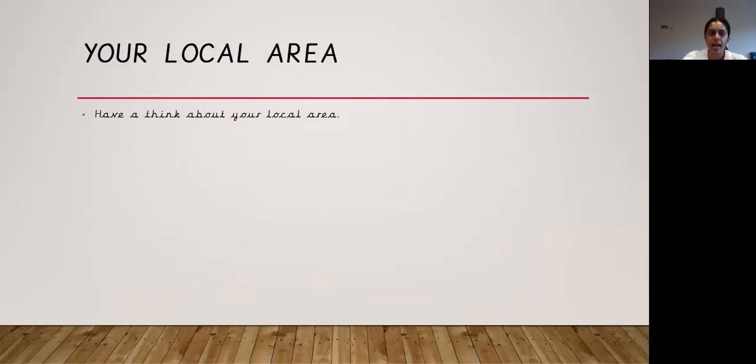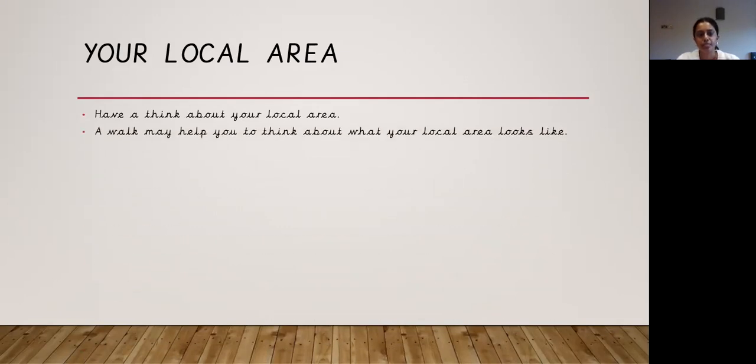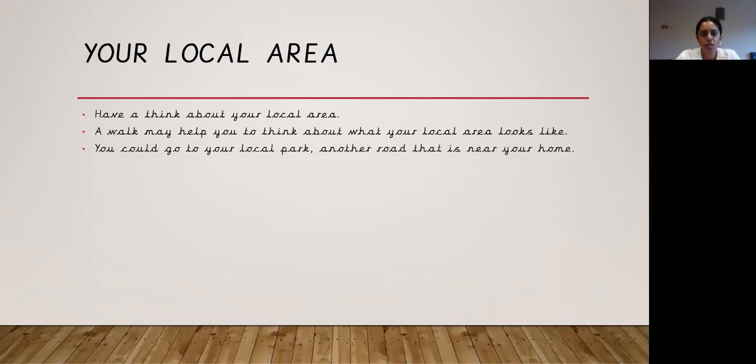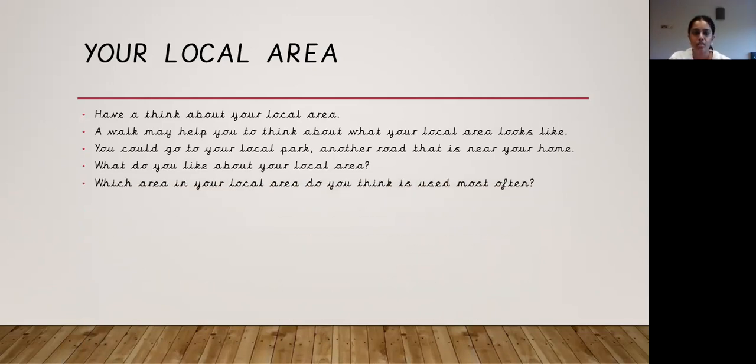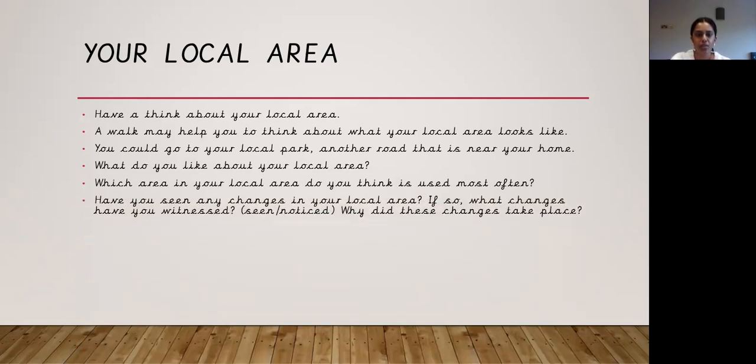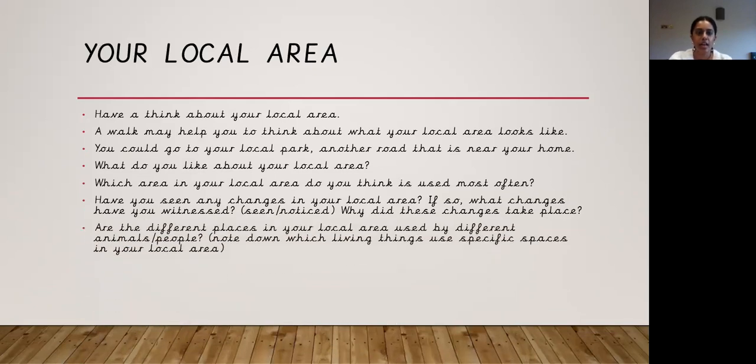Your local area. Have a think about your local area. A walk may help you to think about what your local area looks like. You could go out to your local park, another road that is near your home. What do you like about your local area? Which area in your local area do you think is used most often? Have you seen any changes in your local area? If so, what changes have you seen or noticed? Why did these changes take place? And are the different places in your local area used by different animals and people? Note down which living things use specific spaces in your local area.